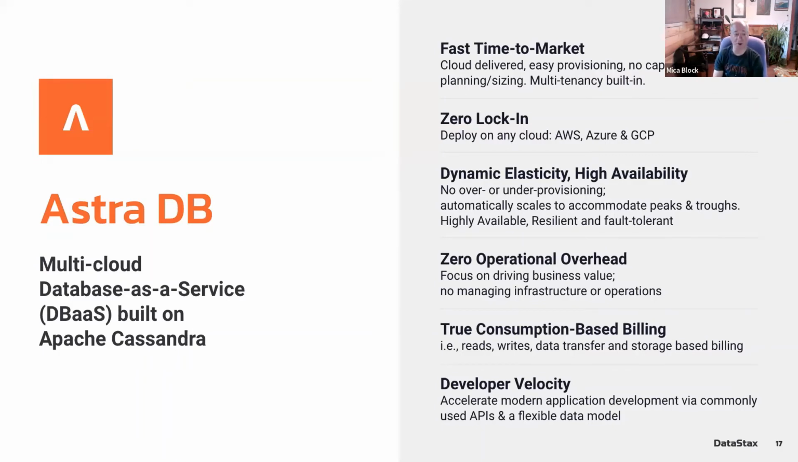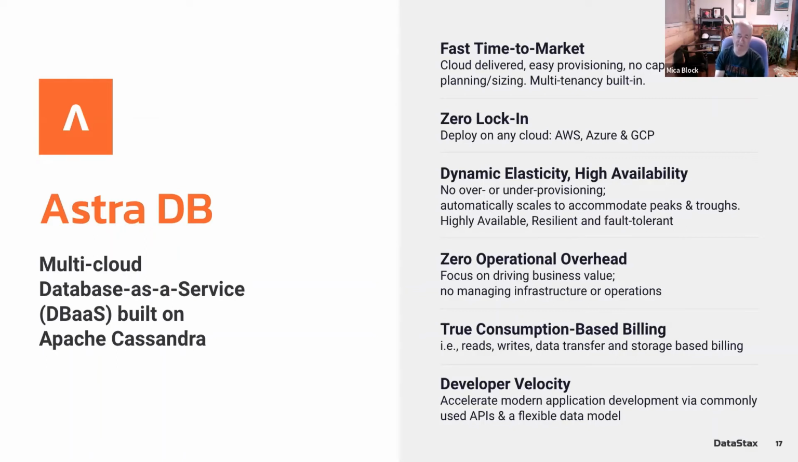There's zero operational overhead. One of the things we hear a lot from the open source Cassandra users, and I've had many conversations, is: love the database, hate the ops, right? They love the database because it provides all the functionality we talked about, but operating and doing DevOps on a distributed database is somewhat challenging. So the fact that it has zero operational overhead is very valuable. It's true consumption-based billing, so you only pay for the actual usage that you have. In our world, the consumption is reads, writes, data transfer, and storage, right?